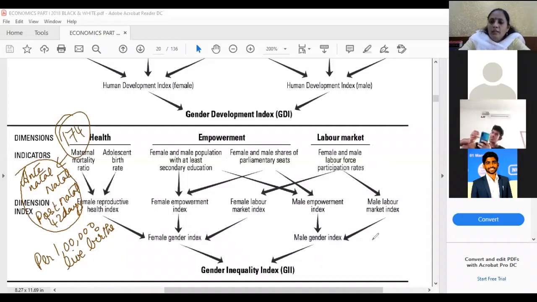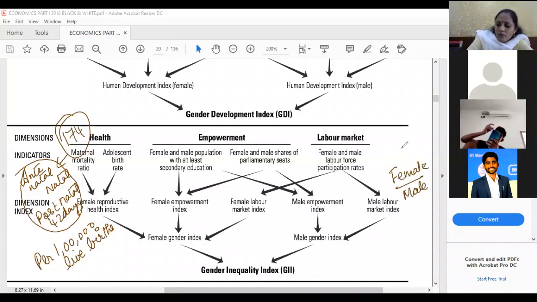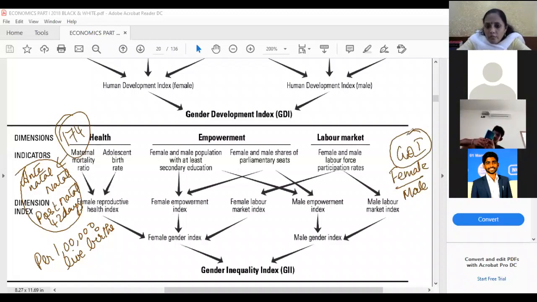See, I'll tell you one thing, whenever they are computing these indicators, they'll be writing the value as female divided by male. This they would have done for the GDI also, right? I said like female human development index, male human development index. You can see here, female human development index by male human development index. This is what they would have done.